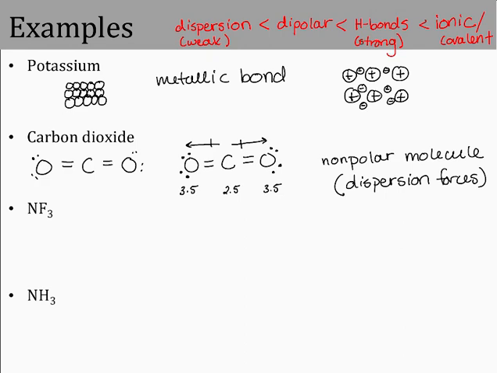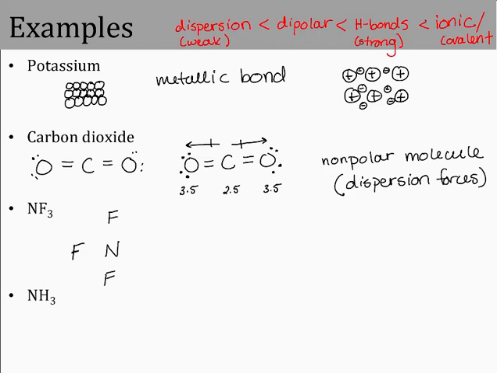All right, now what about NF3? Nitrogen is by itself, so we're going to start by drawing the Lewis structure where nitrogen is in the middle, and then we're going to surround that with fluorines. I'm going to draw them like this, and we'll see why in a second.